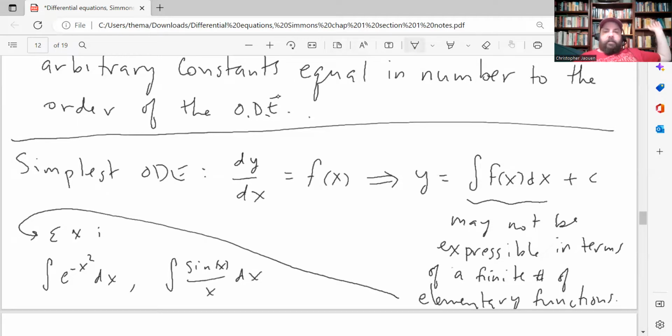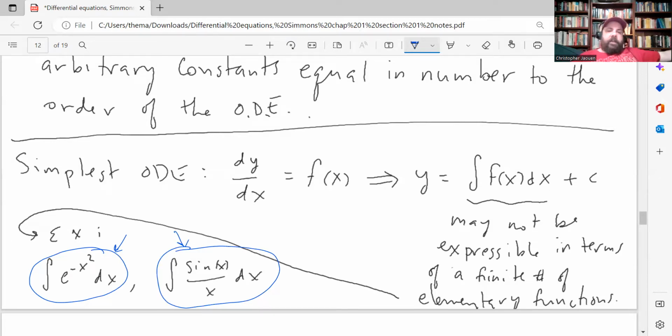For example, this is a very famous function that you can't solve for in terms of elementary functions. We'll be looking at this when I get to a course on statistics and probability theory, whenever that happens. This is also another famous integral, sin x over x. Both of these, if you remember back to your single variable calculus days, you can't solve for explicitly in terms of a finite number of elementary functions, but you can express the integrals in terms of power series. I won't go into that now.